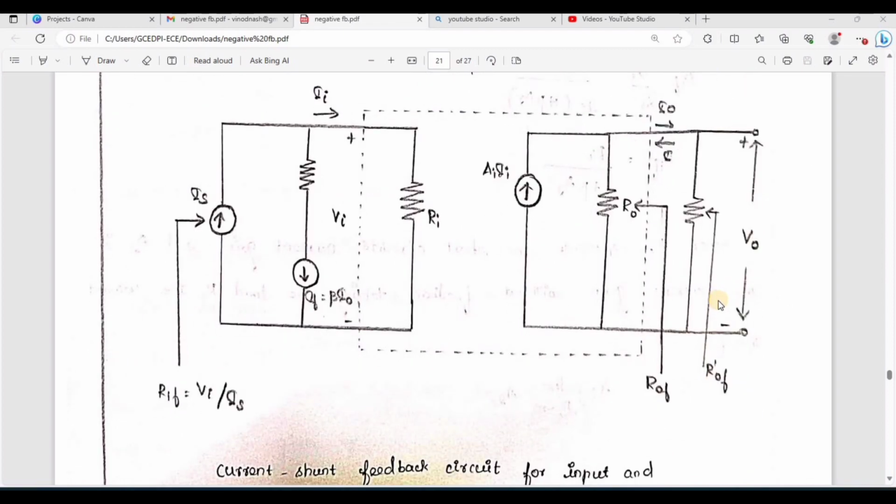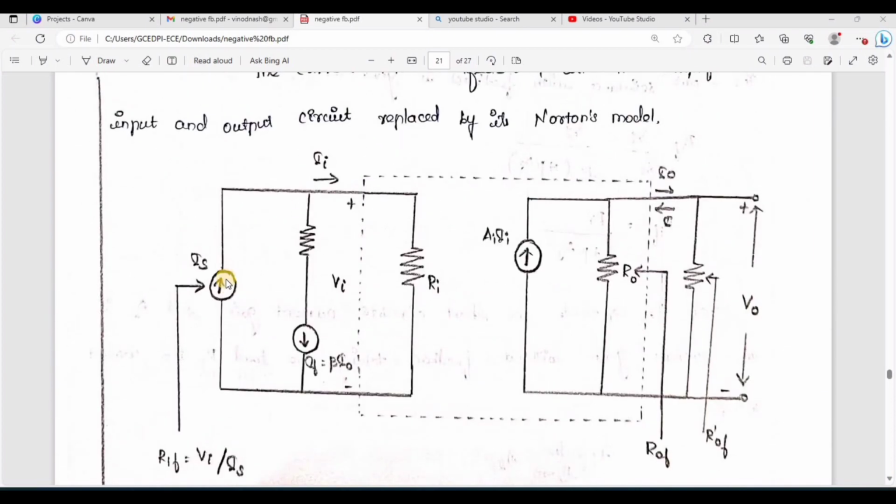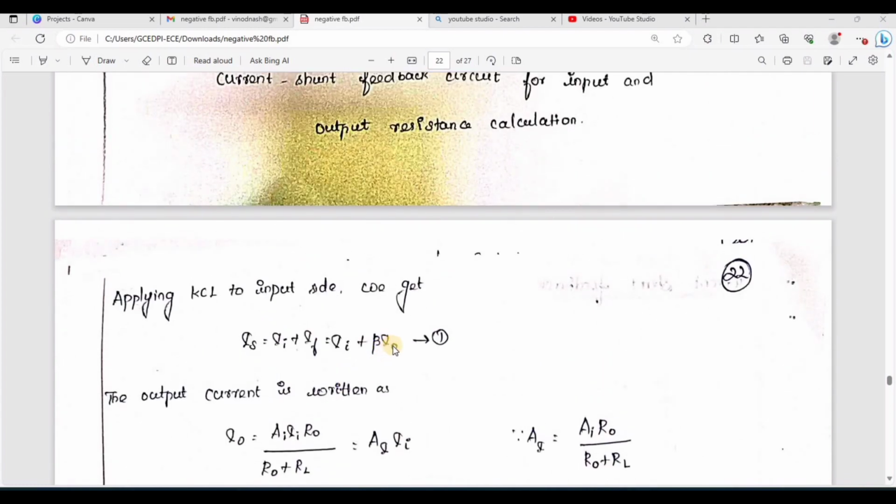So I need to find the value of RIF. What is your Is? Is is equal to Ia plus If, because this is your incoming current and these two are your outgoing currents. So I can write Is is equal to Ia plus If, and If I can write as beta into I0.